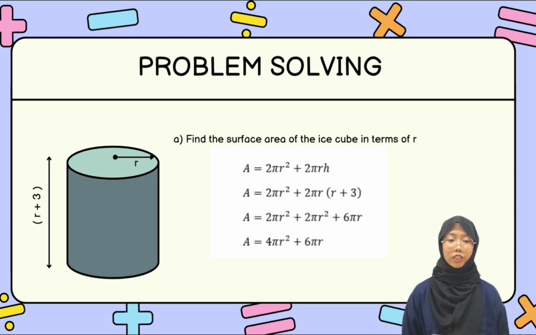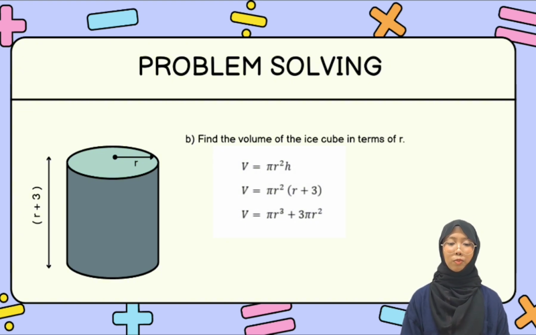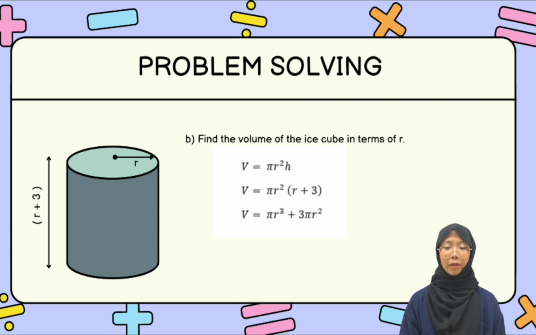For the next question, find the volume of the ice cube in terms of r. First, we are going to take the volume of the cylinder, and that is V equals pi r squared h, and then we're going to replace the h with the height given, and that is r plus 3, and then we're going to simplify, and we will get pi r cubed plus 3 pi r squared.